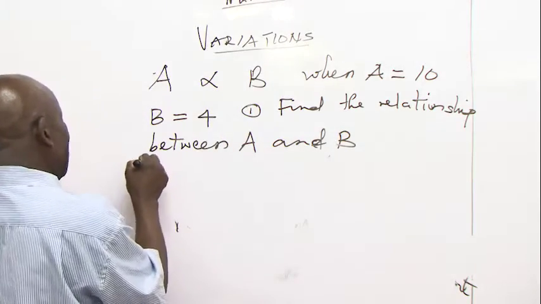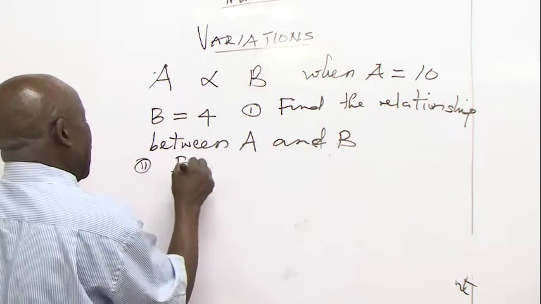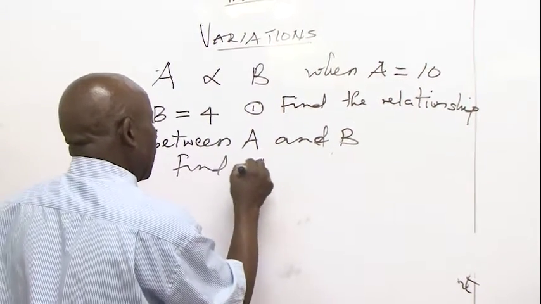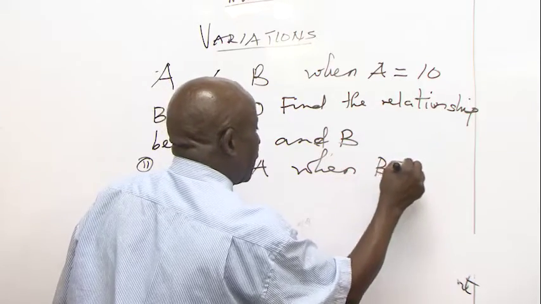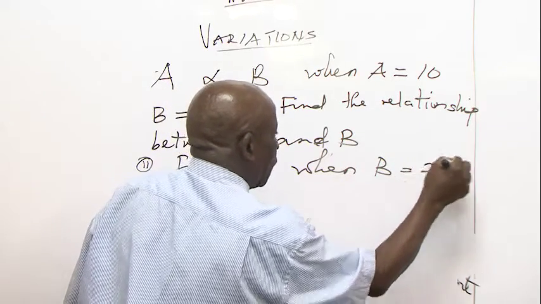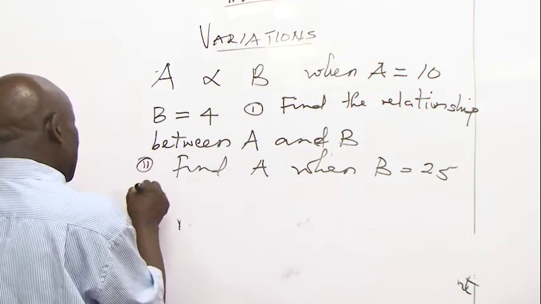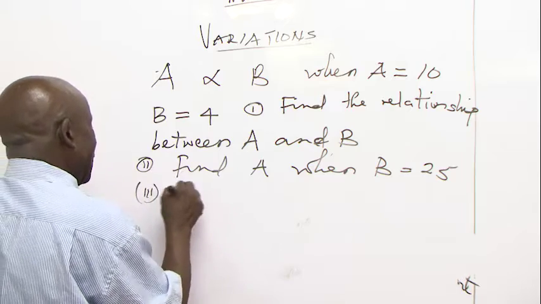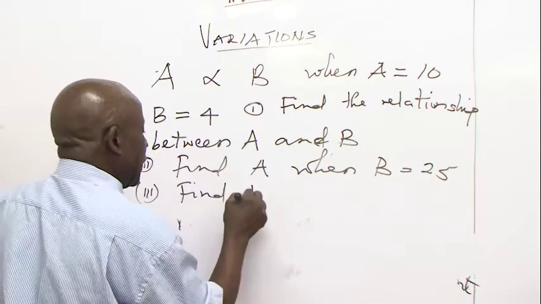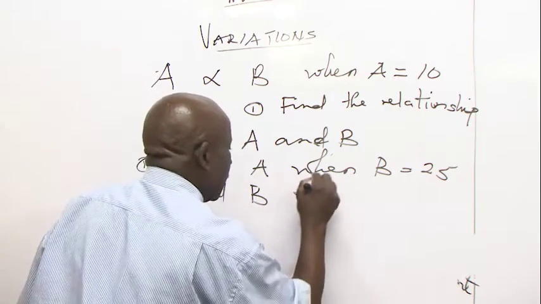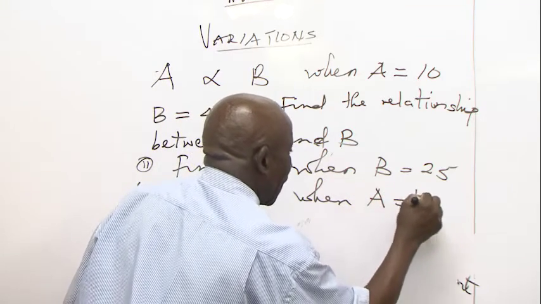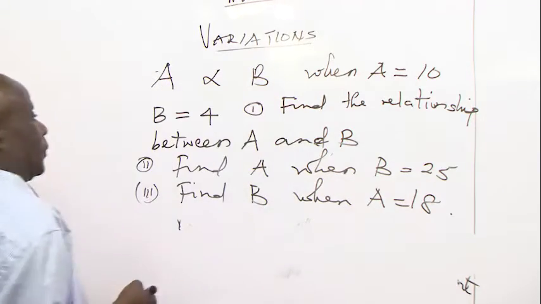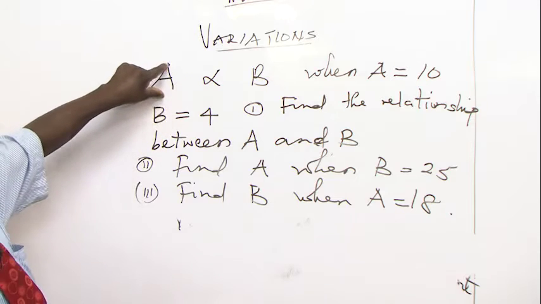Then the second one, find A when B is 25. Then the third question, find B when A is 18. They will just write it like this.